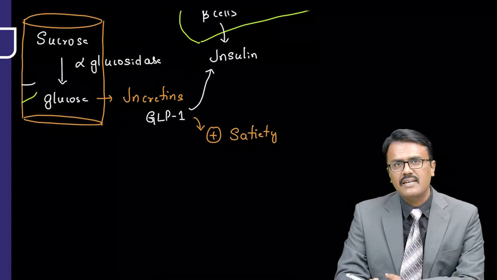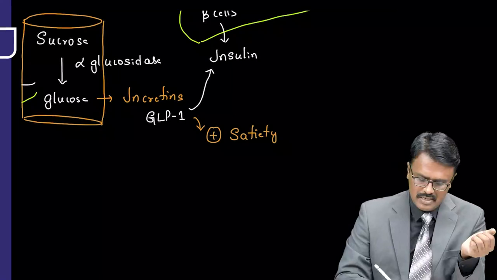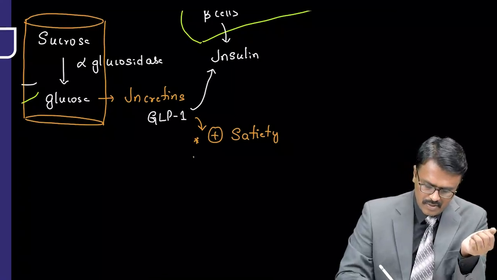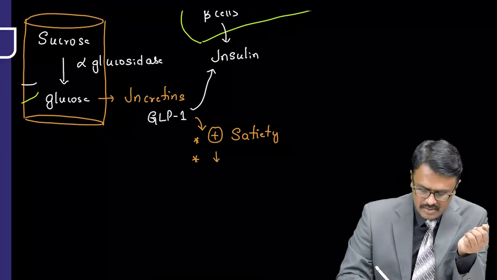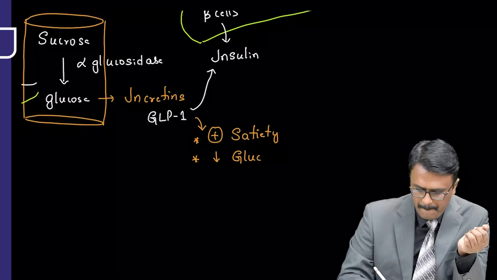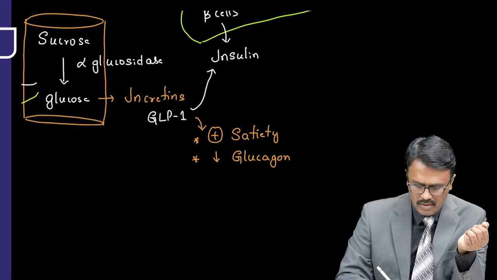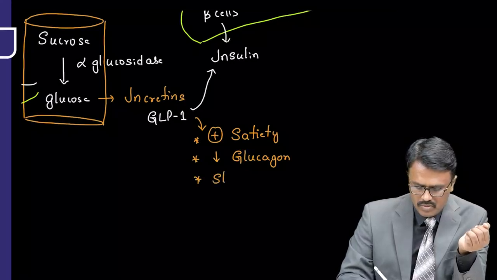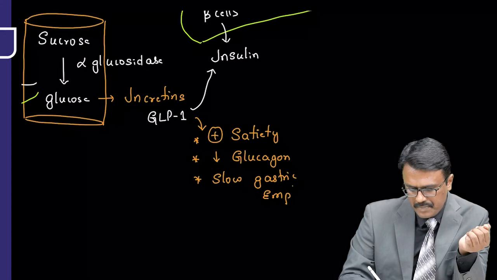So what do you mean by satiety? It's a sense of fullness. That means you don't want to eat further. The second important thing GLP-1 will do is decrease the glucagon secretion. Not only that, it has been shown to slow the gastric emptying. So this is what is done by the incretins.